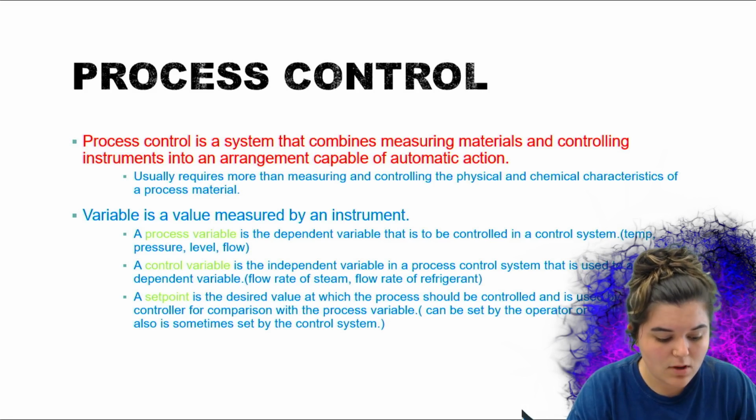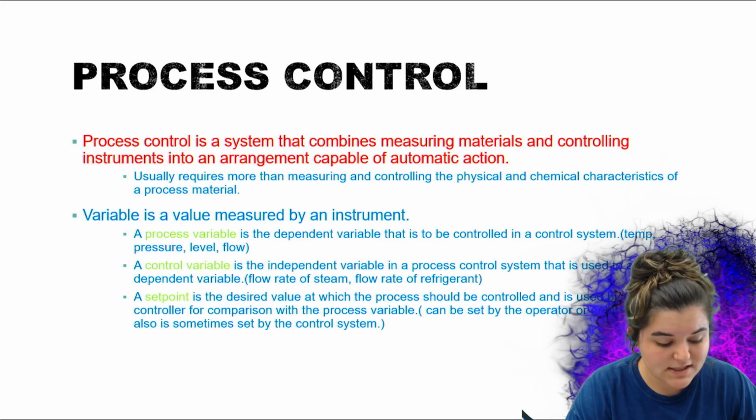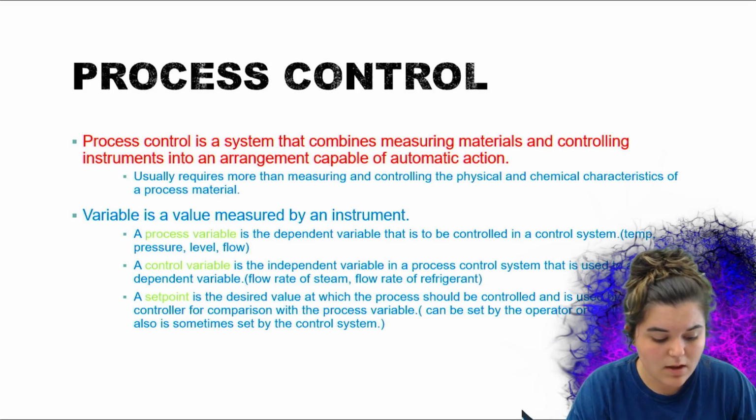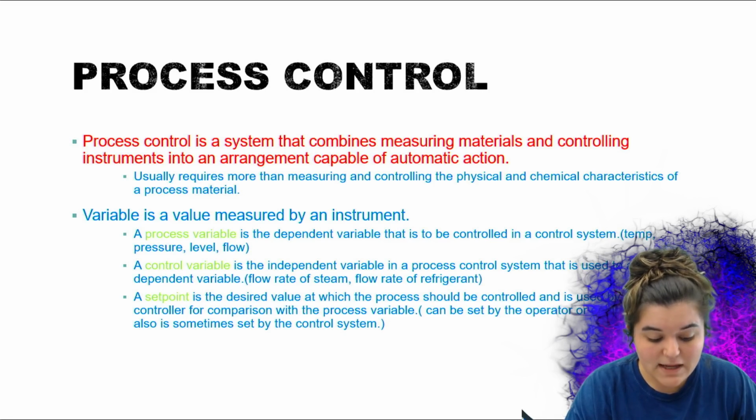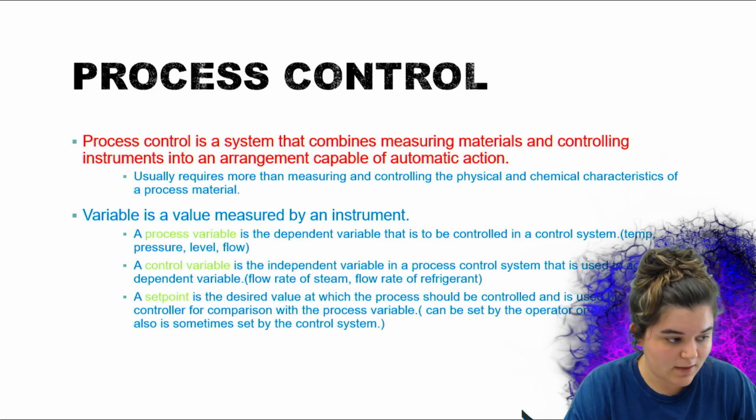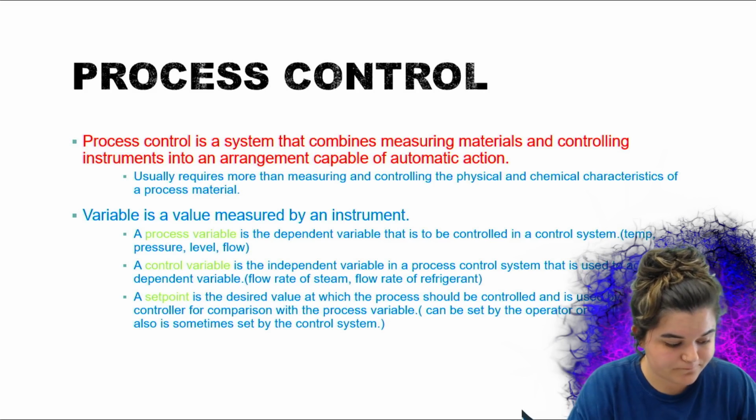So a variable is a value that is measured by an instrument, and there are different types of variables. So a process variable is the dependent variable that is to be controlled in a control system. So this could be temp, pressure, level, or flow. A control variable is the independent variable in a process control system that is used to adjust the dependent variable. So that could be flow rate of steam or flow rate of refrigerant.